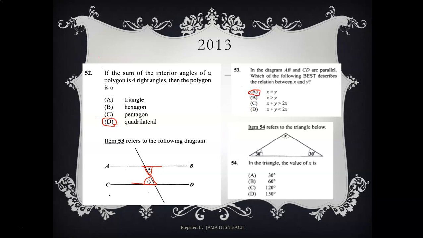Item 54 refers to the triangle below. In the triangle, what is the value of X? So again, even though they don't have these lines, based on the fact that these two angles are equal, we know that it's an isosceles triangle, and it's a triangle overall. So to find the value of X, add the angles that you have, subtract it from 180. So that would be 180 minus 60 degrees. And of course, that would give us 120 degrees. So our answer would be C.